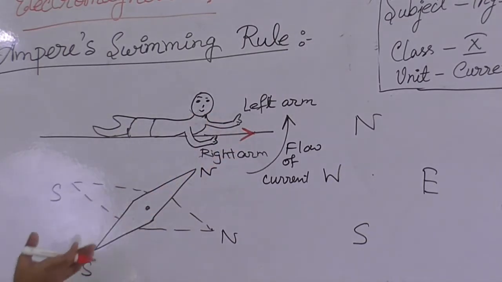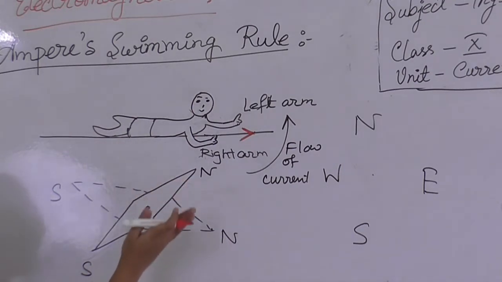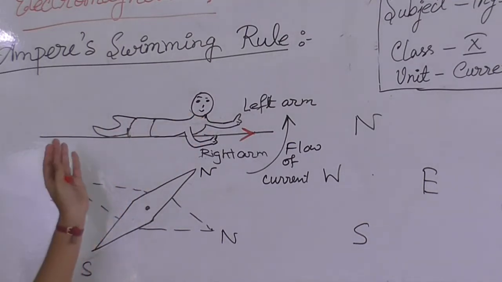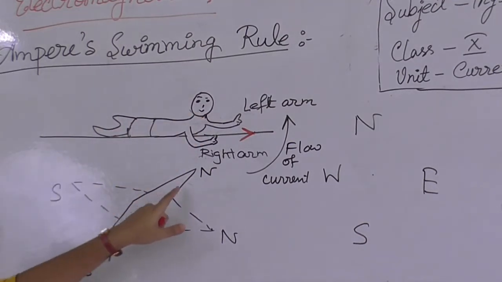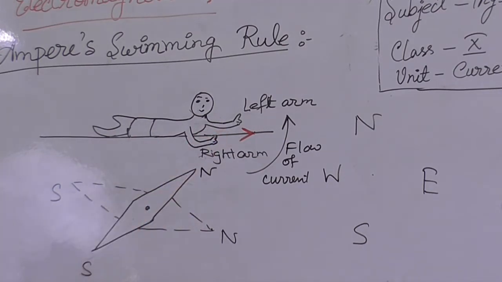Now the deflection due to the magnetic field: as the magnetic field is generated, there will be deflection of the magnetic needle. The magnetic needle will be deflected towards the left arm of this man. Magnetic needle means basically the north pole of the magnetic needle will be deflected towards the left arm of the man, and this side is the direction of flow of current. So what is the statement?